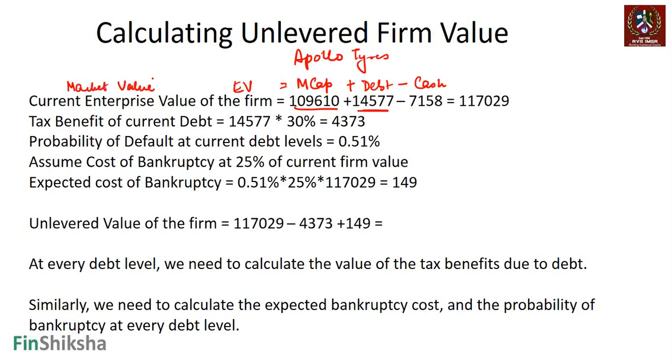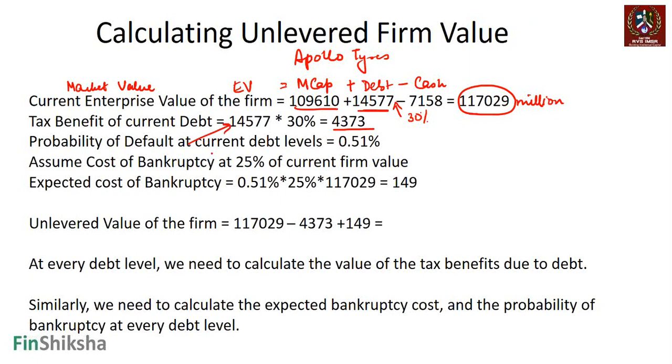Note there is a deviation from what we have done so far. So far we had taken the book value of equity. Now we are moving towards the market value of equity. So that's my current value, in rupees million: 117029 million. Now the current debt level is this, and the tax benefit is 30% of that. So the current debt level is 14577, 30% of that, and the tax benefit is 4373 million.